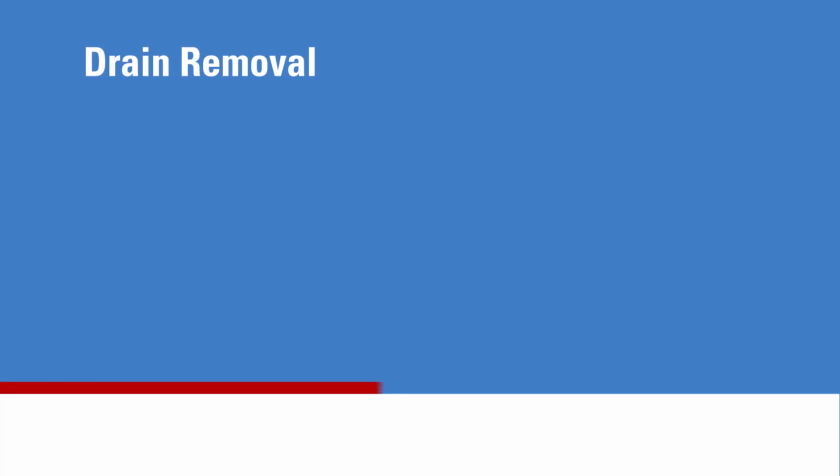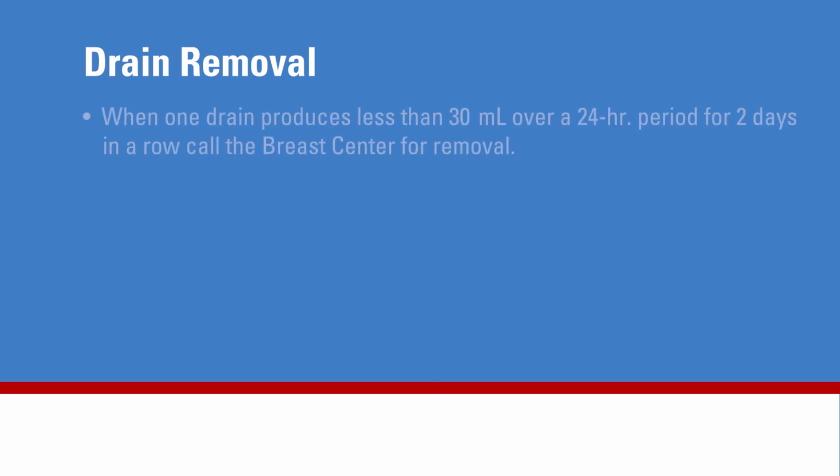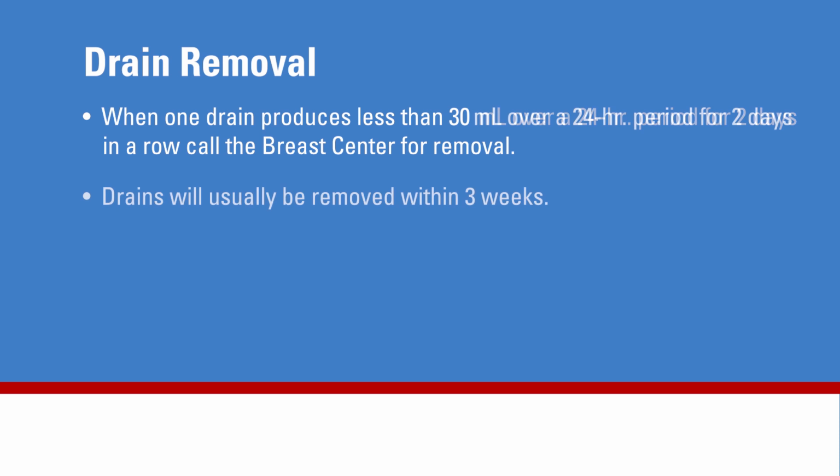The length of time that your drain remains in place depends on the amount of fluid coming from the surgical site. When one drain produces less than 30 milliliters of drainage over a 24-hour period for 2 days in a row, your drain is ready to be removed. When your drain output meets this criteria, call the breast center and the nurses will schedule your appointment for your drain to be removed. The drains are usually removed within 3 weeks of the surgery, regardless of the drainage output. However, your surgeon may recommend removal at a different time.